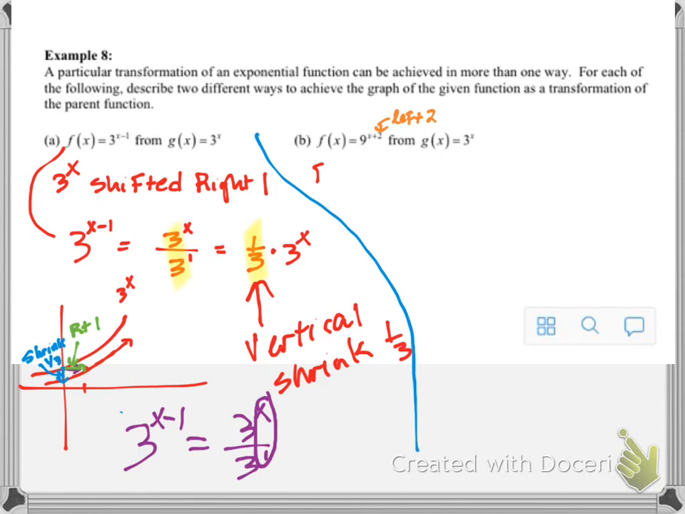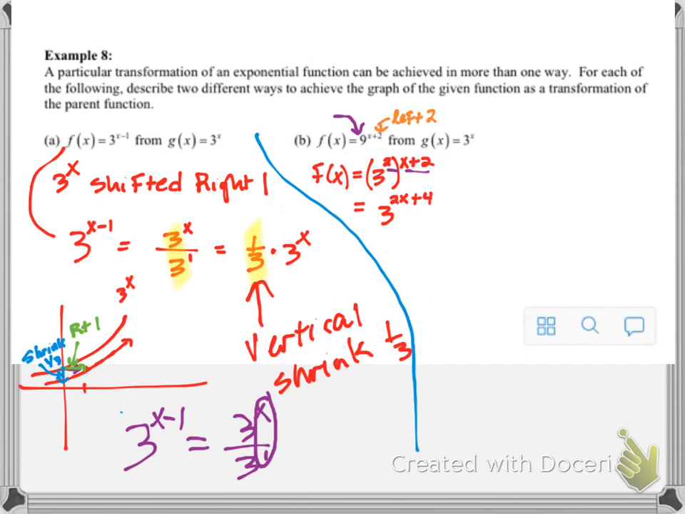What that means is I need to change this function into a base 3 exponential. So here's how I'm going to do this. Instead of calling that 9, I'm going to call it 3 squared, to the x plus 2. That changed the base into a base 3. Now, knowing my exponent rules, when you have a power of a power, you can multiply the exponents together. So power of a power, you multiply. We're going to call that 2x plus 4. Okay, so 3 to the 2x plus 4.